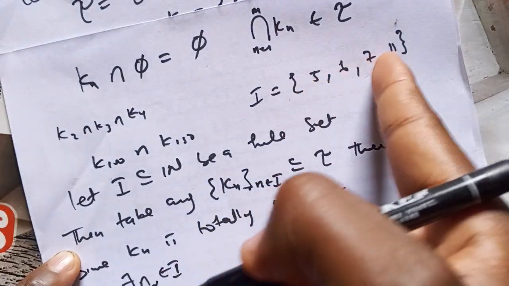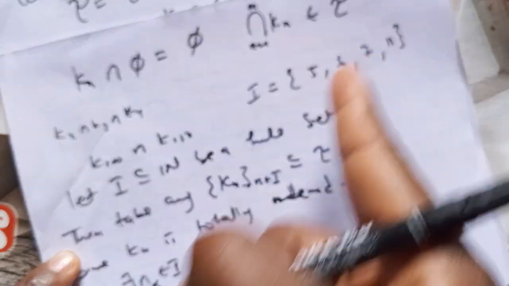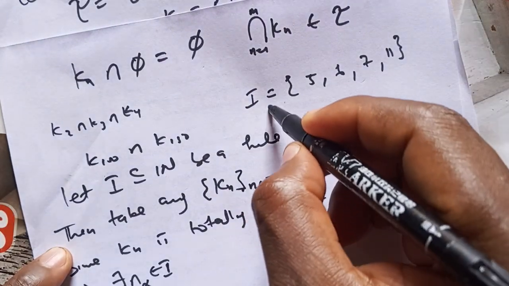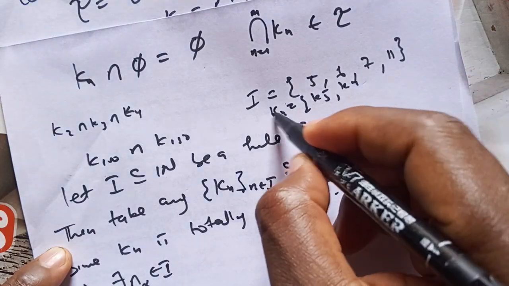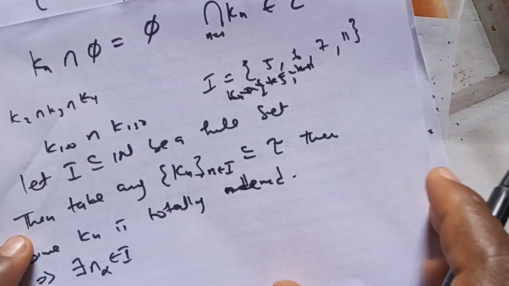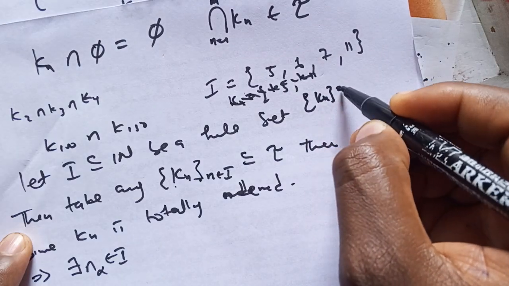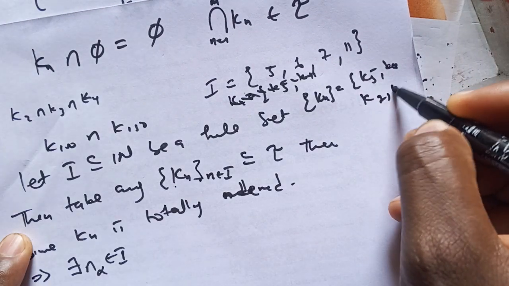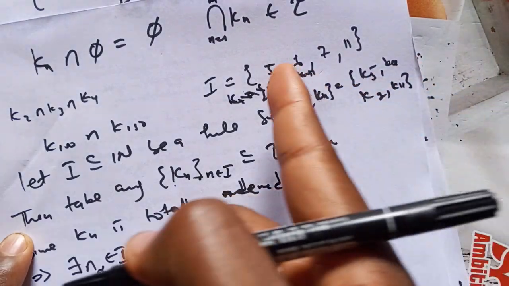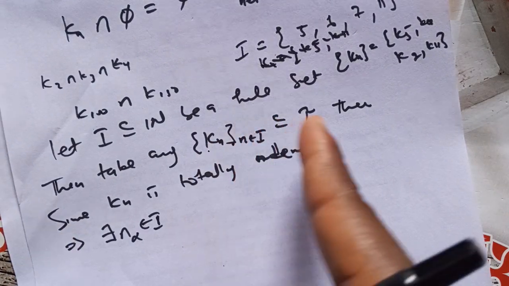Observe that I is finite. So I could have K5, K6, K7, K11. So my collection Kn in this case will be K5, K6, K7, K11. This is just an example. So I could be any finite set, that's why I say let I be a finite set. Then take any collection to be a subset of this.